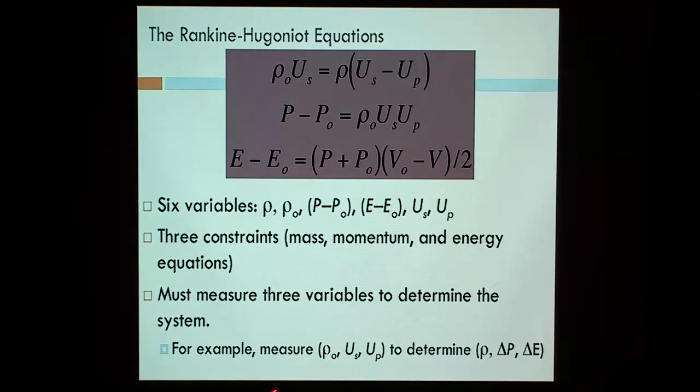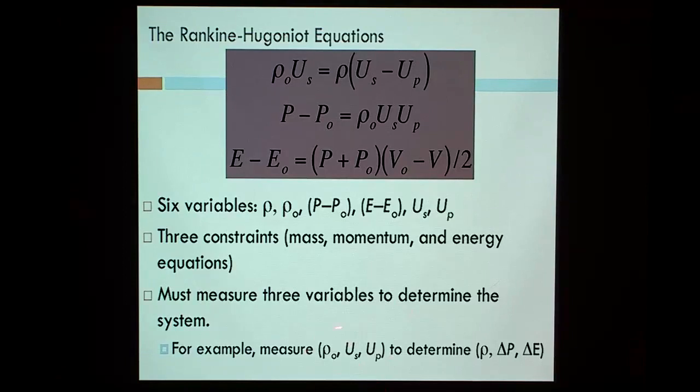And there are several different ways to go about this, but the most common things to measure are the initial density of the sample. That should be trivial. We do that before the experiment. Okay? The shock velocity, how fast the shock is moving through the sample. And we'll talk about how you measure that. And the particle velocity, the speed of the material behind the shock front in the lab reference frame. We'll talk about how you measure that.